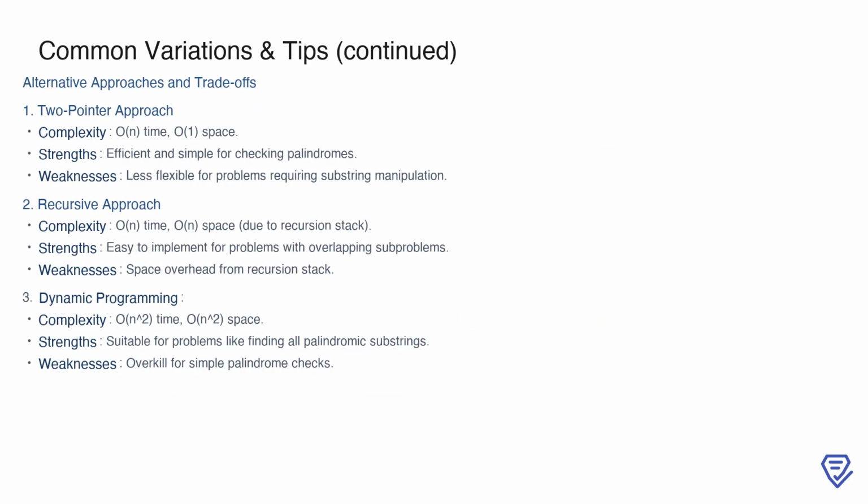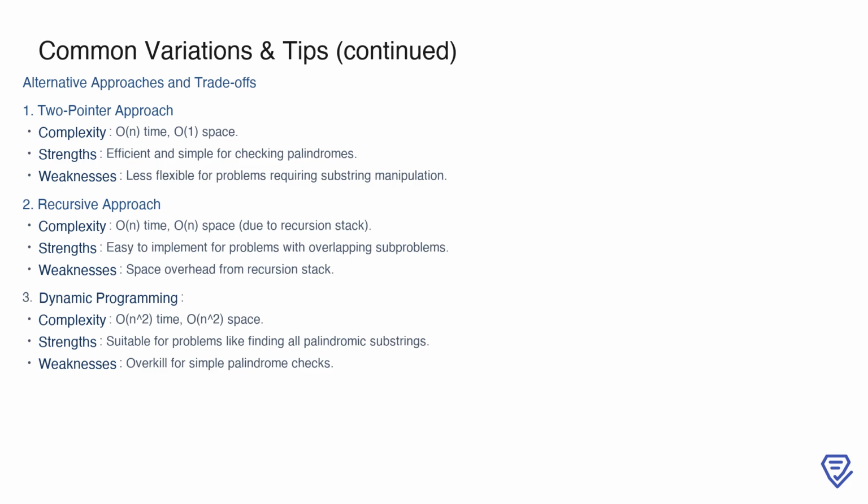There are several alternative approaches to solving this problem, each with its own trade-offs. The two-pointer approach is one of the most efficient, with a time complexity of O(n) and a space complexity of O(1). It's simple and highly effective for problems that involve checking palindromes. However, it may not be as flexible when dealing with substring manipulations.